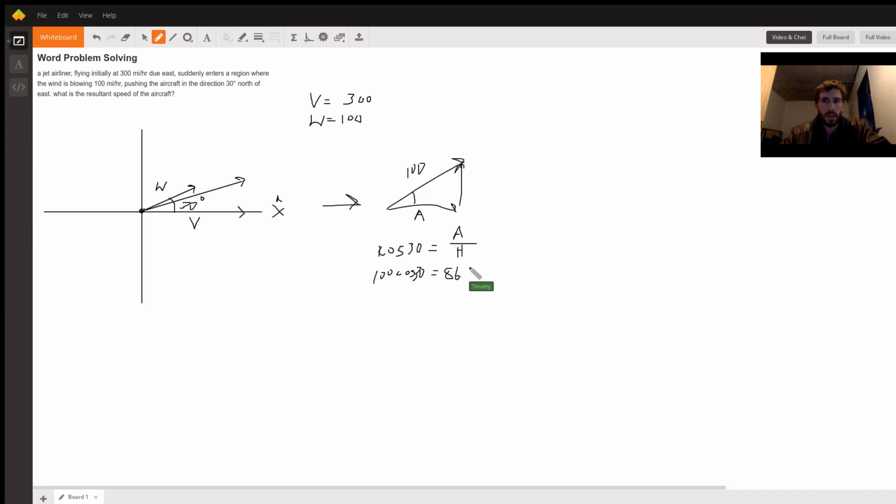And this is going to be the adjacent side. One way you can see cosines and sines is that cosine 30 is a percentage. Whenever you have the cosine or sine of anything, it's always going to be between -1 and 1. So you can basically say cosine 30 is some percent of 100. So 86.6 is some percent of 100. That's really what cosine 30 is.